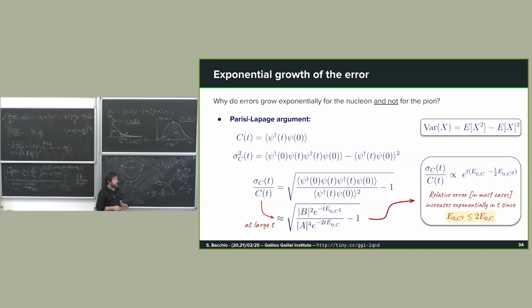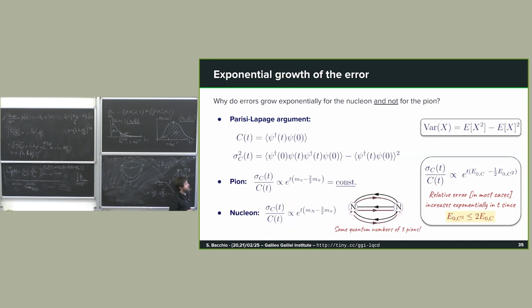You expand to leading order, and so at large t, you expect the relative error to be proportional to the exponent of the energy difference between these two. Okay? All good up to here? So you put it here, at large t, this is going to dominate, and so on. Okay? Now let's see what happens.